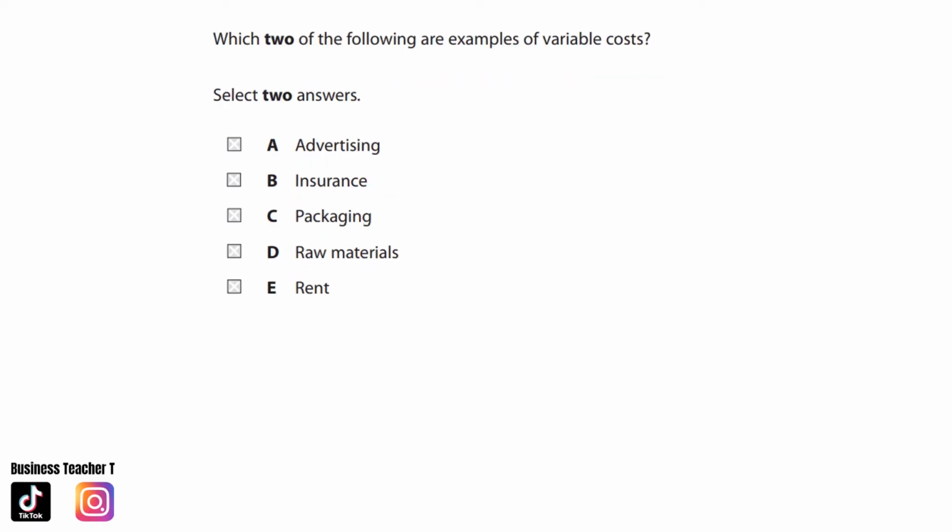Which two of the following are examples of variable costs? So here you need to select two answers. A, advertising, B, insurance, C, packaging, D, raw materials, or E, rent. Now it's not A, because that's an example of a fixed cost. It's not B, that's also a fixed cost. It is C and D. And it's not E because that is also an example of a fixed cost.